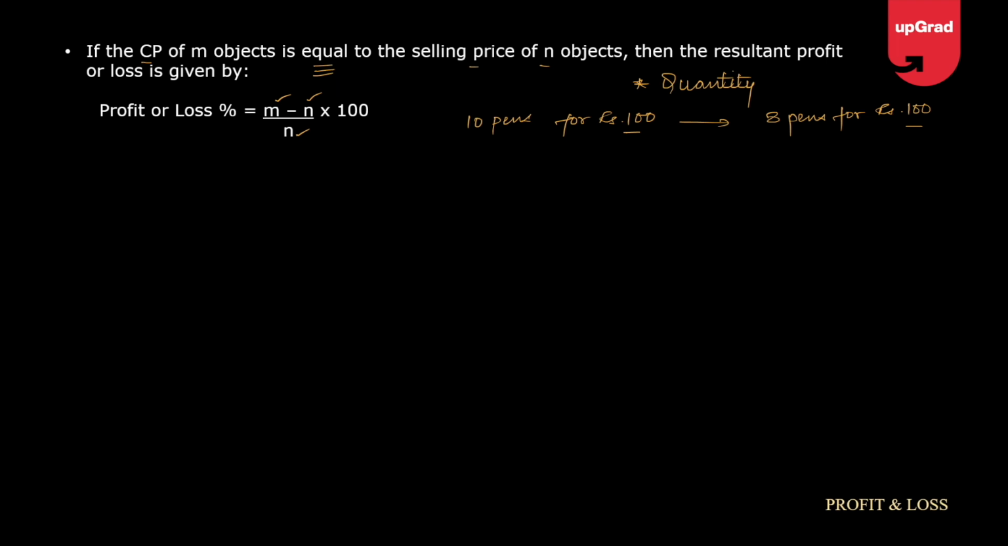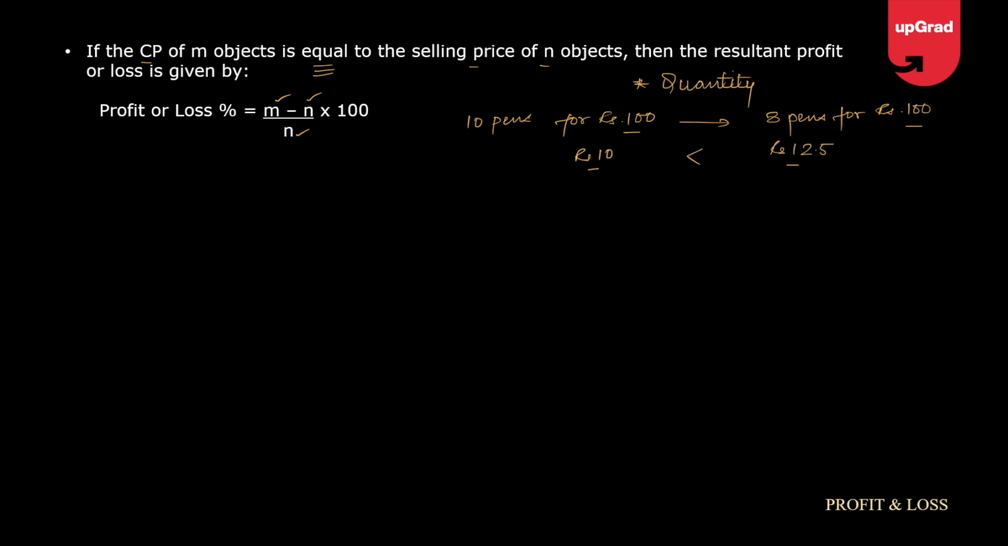So now what you observe here is, one pen was costing me rupees 10 because there were 10 pens for 100 rupees. But when I sold them, the same pen was actually sold at anything more than 10 rupees, or if I write it exactly, it was 12.5 rupees. So what do you see? The cost price is 10, the selling price is 12.5. It will always be a profit case.